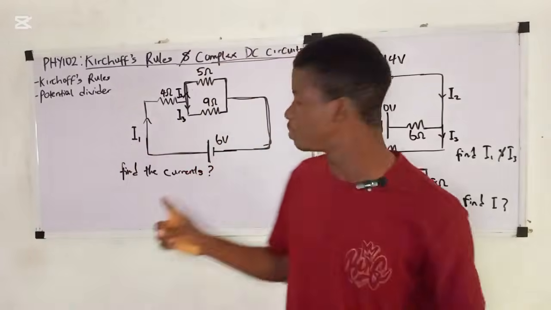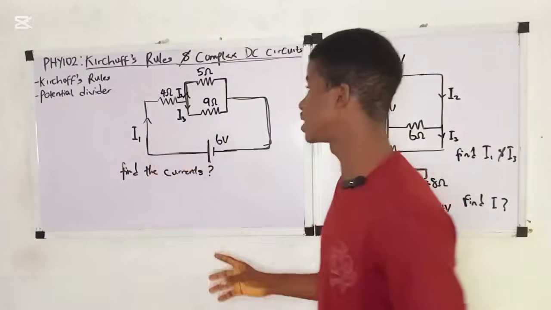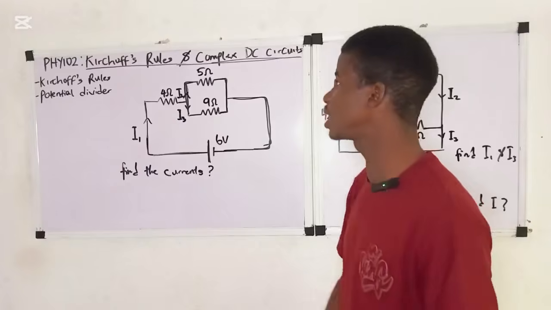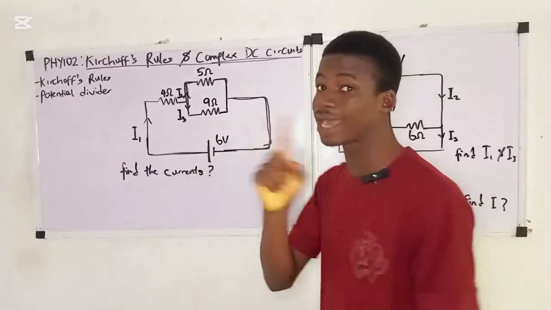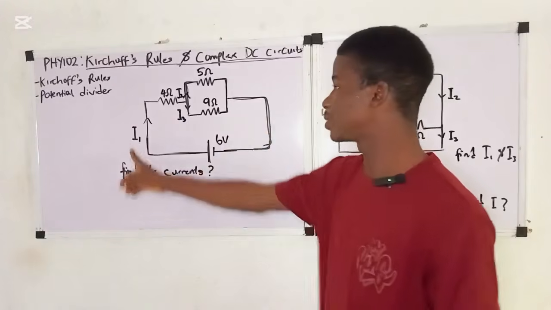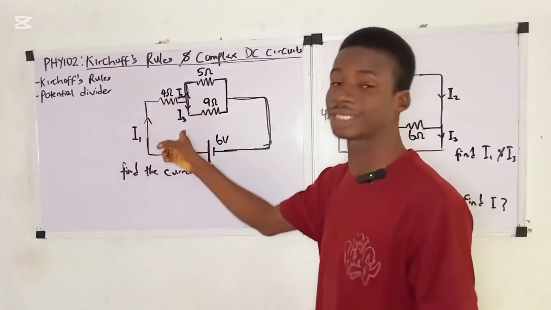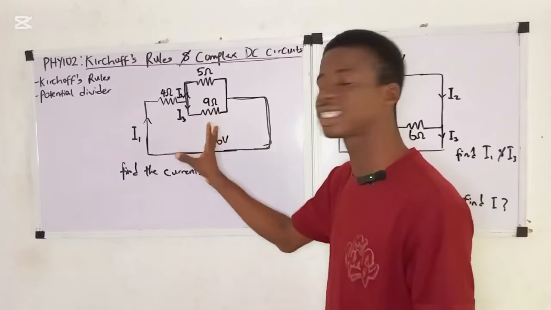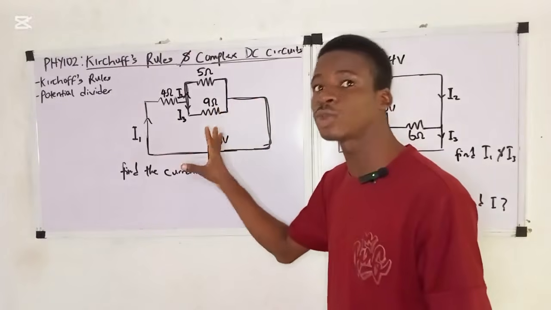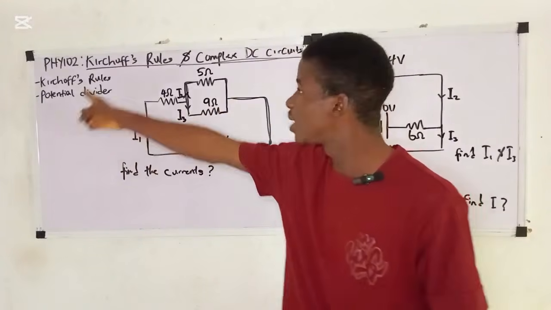Now, if you look at the board, you see a particular question. It is a complex DC circuit. In this question, they said find the currents. Look at it, they put S. Find the currents. So this is one current, this is another current, this is another current. Now you might be wondering how you are going to solve this type of question. To solve this type of question, we need to know Kirchhoff's rules.